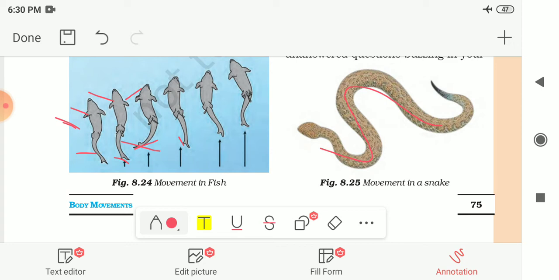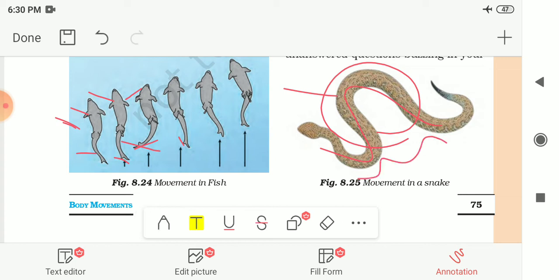The snake's body curves into many loops, like this loop. The snake's body makes many loops, and each loop of the snake gives it a forward push by pressing against the ground. This loop presses against the ground, and by this pushing it gets the forward motion. Since its long body makes many loops, each loop gives it this push, and the snake moves forward very fast, not in a straight line, but in this wavy path. So this is the movement in the snake.